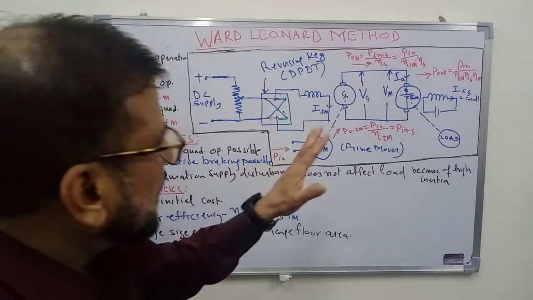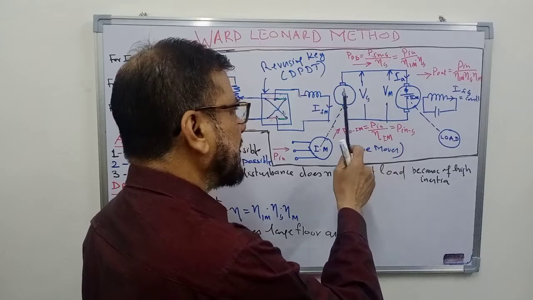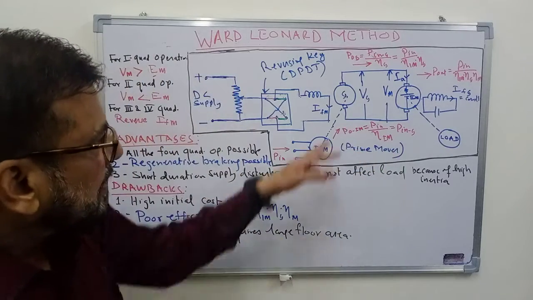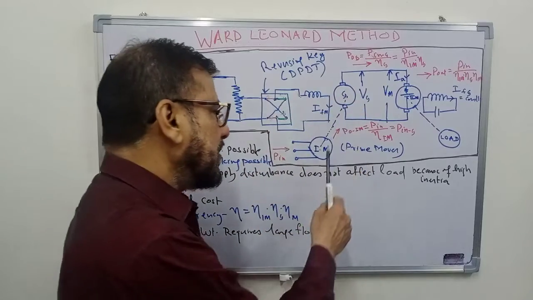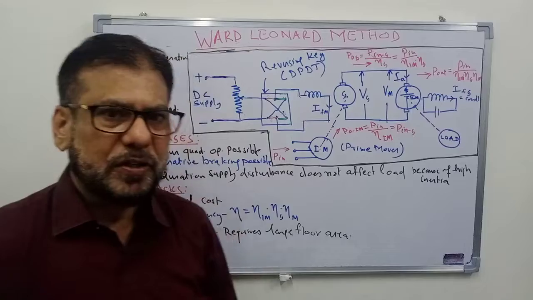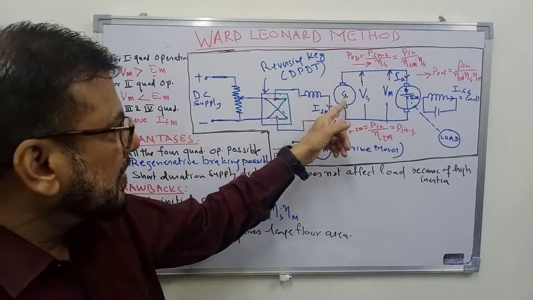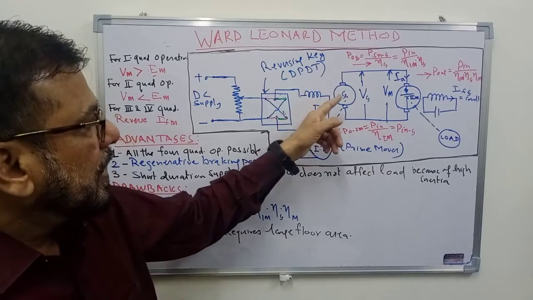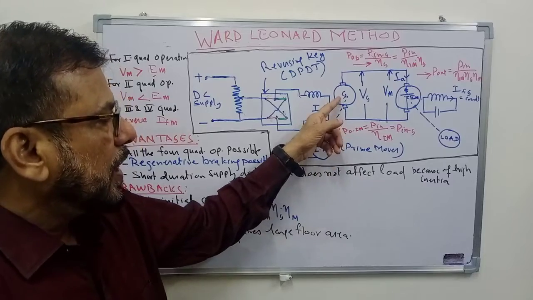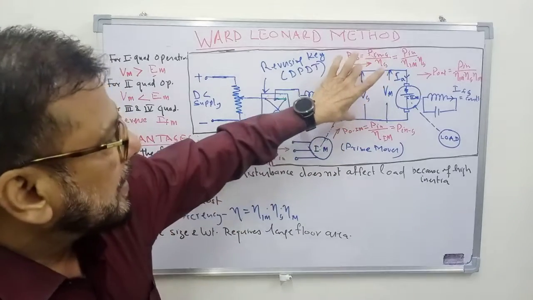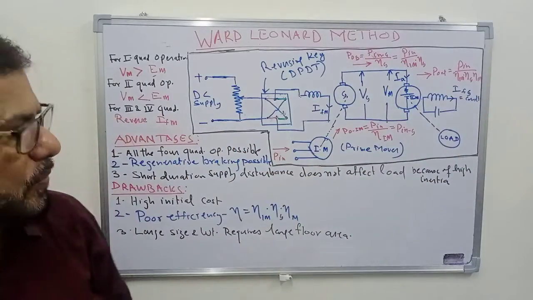So what is done in this scheme is that we supply this power from a DC generator, and the DC generator is run by some prime mover. That prime mover is usually a three-phase induction motor. This induction motor is coupled to this DC generator, and this DC generator is given a supply from here. So this prime mover runs the generator, the voltage is available here, and this voltage is given to the motor whose speed we want to control.